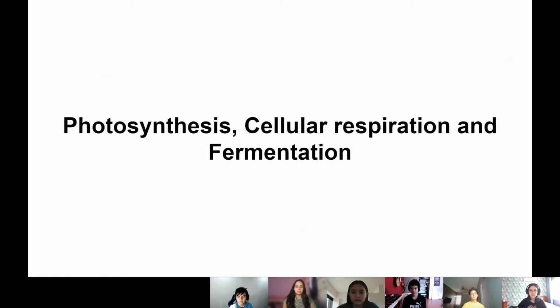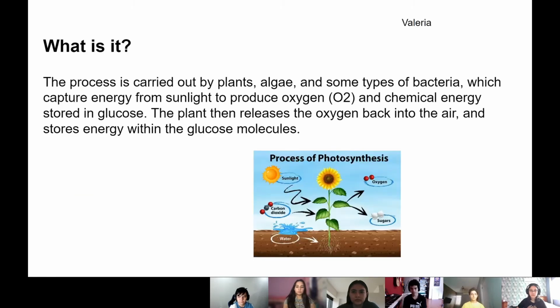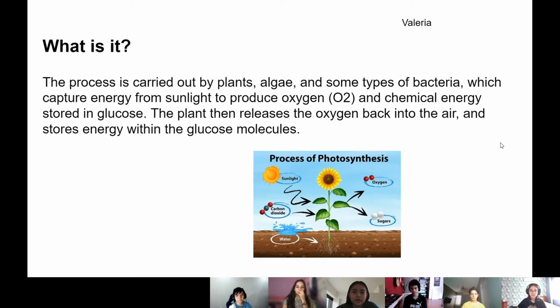So we are going to present photosynthesis, cellular respiration, and fermentation. What is photosynthesis? The process is carried out by plants, algae, and some types of bacteria which capture energy from sunlight to produce oxygen, and chemical energy is stored in glucose. The plant then releases the oxygen back into the air and stores energy between the glucose molecules.